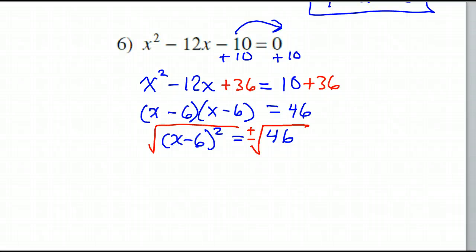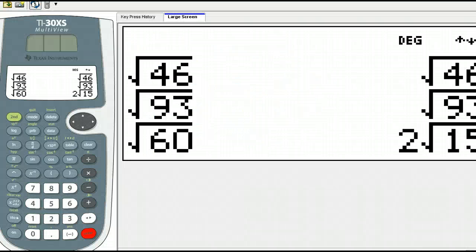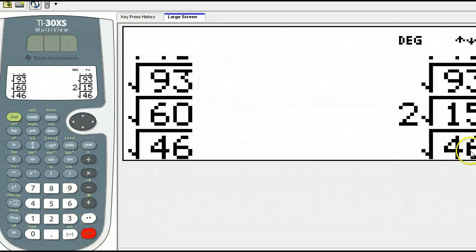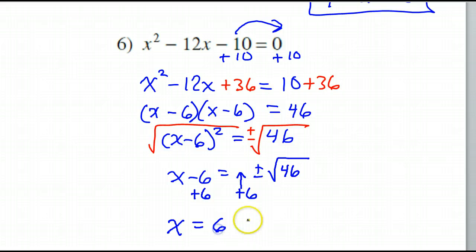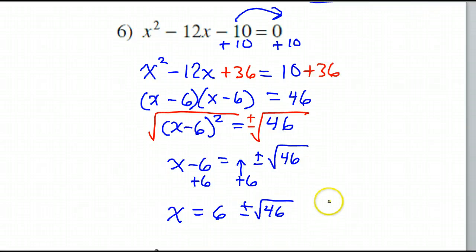So that is going to leave us with x minus 6 is equal to plus or minus... I didn't think that would simplify, and it does not, so we just leave it like that. Then we will add our 6 to both sides and make sure to put it in the front. So that is 6 plus or minus radical 46. And that is the end of number 6.